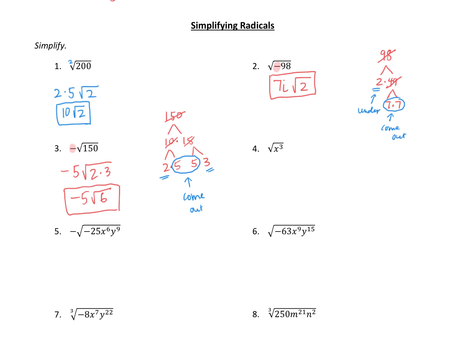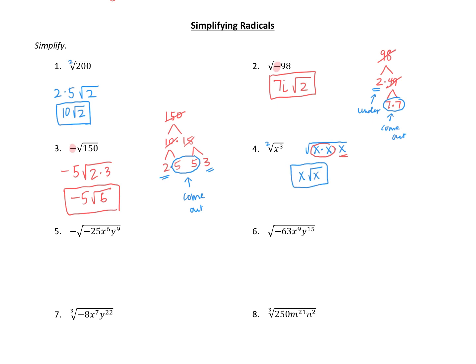Okay, so the same idea can be used for variables. What we're doing here, we've got a square root. This means x times x times x. So any pair of x's would come out, and whatever's not a pair would stay under the radical. So one x would come out, and one x would stay under.